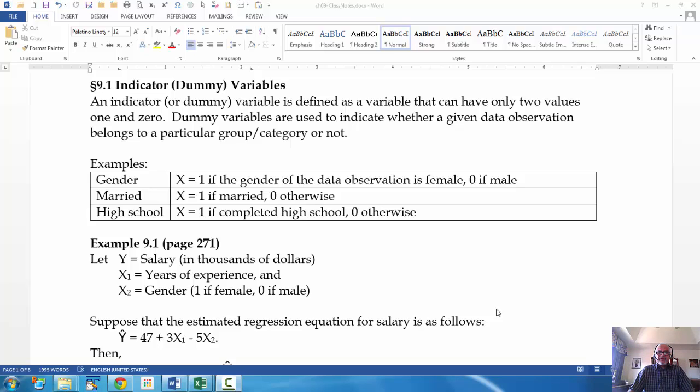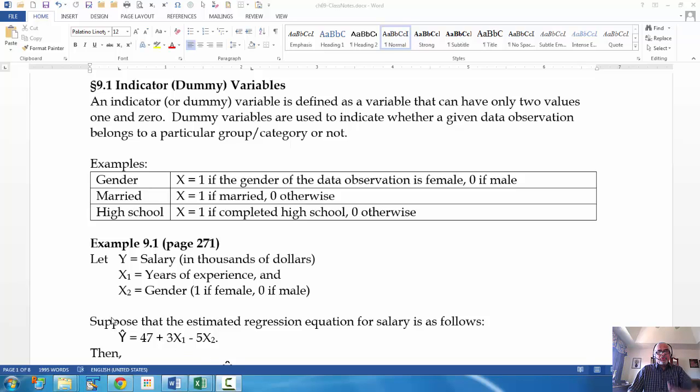Your textbook gives a small numerical example, no analysis here, just to understand how this will work in combination with other variables. You don't have to have a dummy variable all by itself. You can have regular variables and dummy variables occurring together. So you have a response variable, which is salary in thousands, and an independent variable, years of experience, X sub 1, and then X sub 2 is gender, and let's say 1 defines gender is female and 0 defines gender is male.